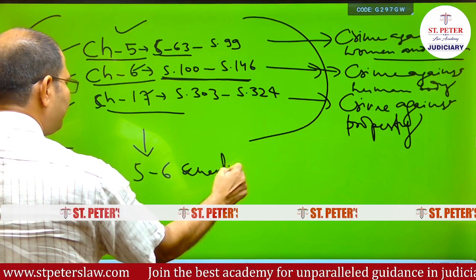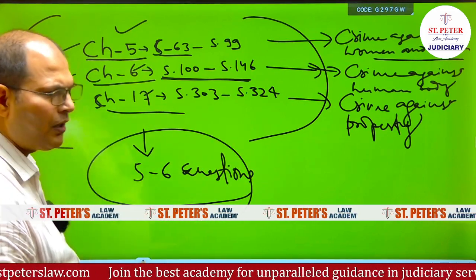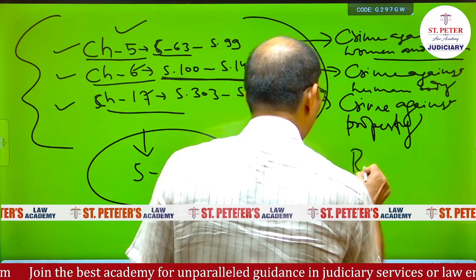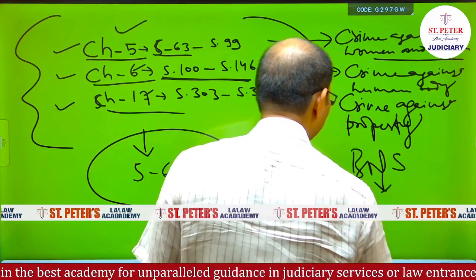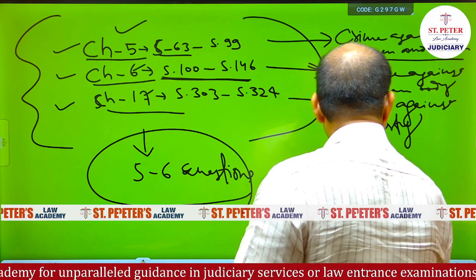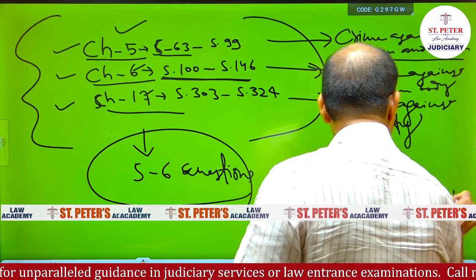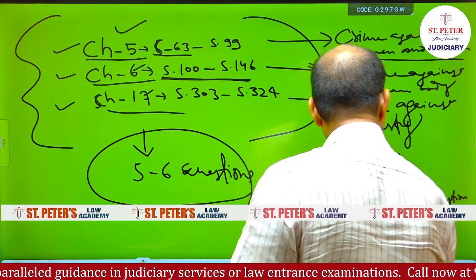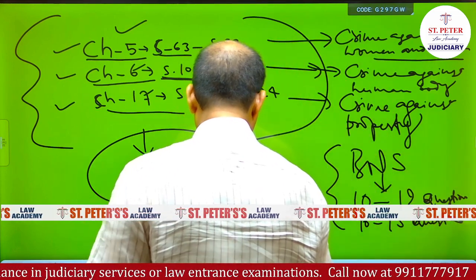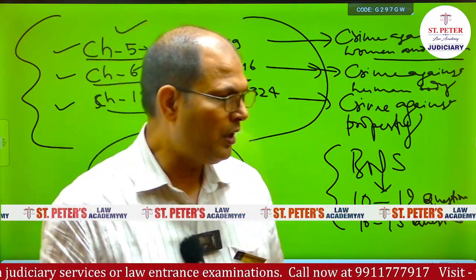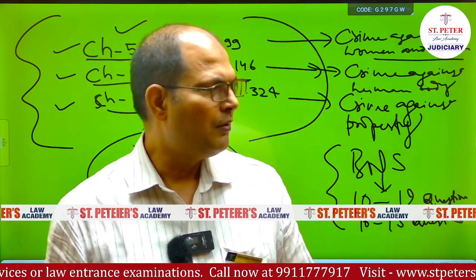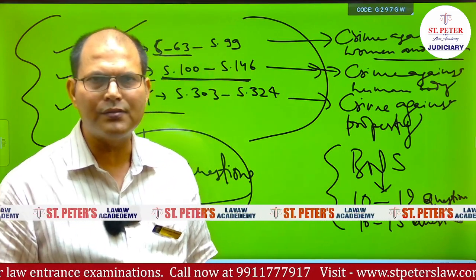In this manner, the whole of the BNS can be covered, and as I told you at the very beginning of our discourse, from the whole of the BNS you can expect 10 to 12 questions, or maybe 10 to 15 questions, in your judicial services exam. So without preparing the BNS, you cannot give finality and completion to your preparation for the judicial services exam. In the coming days, we will be dealing with the provisions of the BNS.